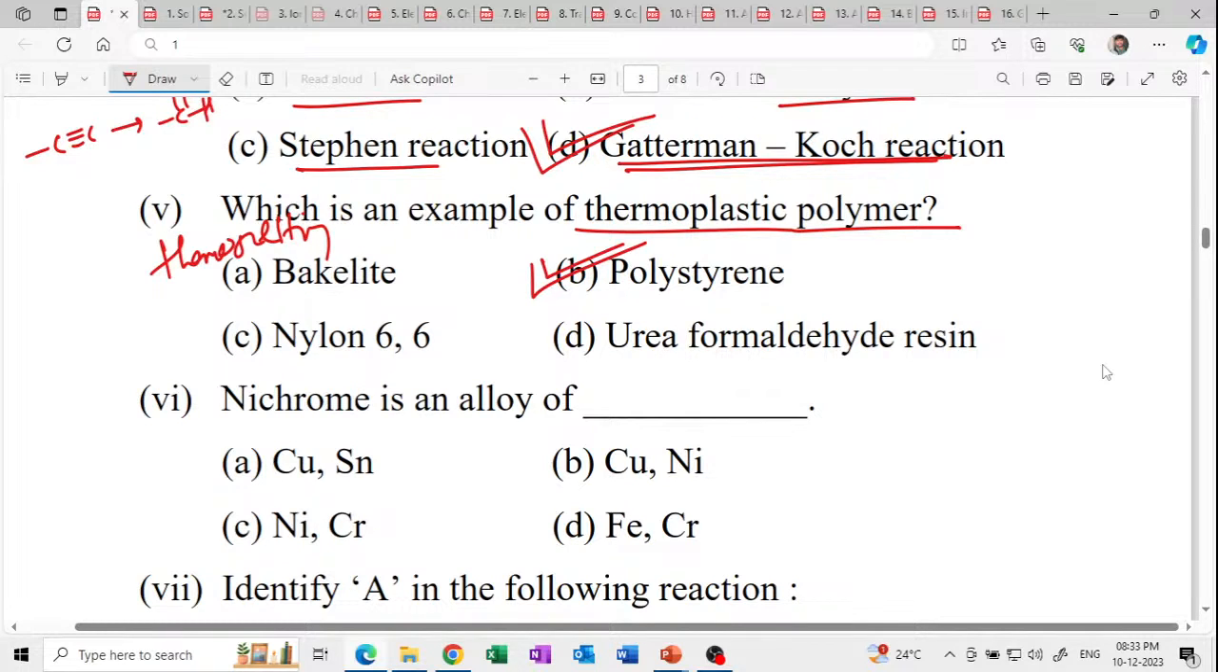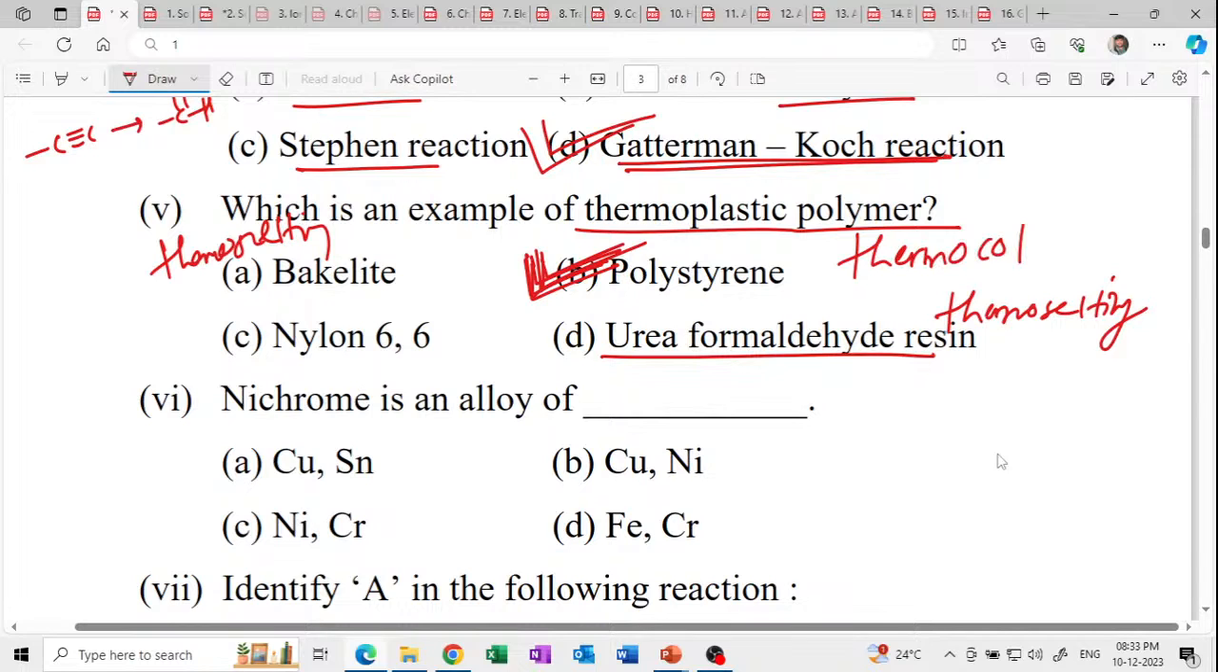Next is the urea formaldehyde. It is again the thermosetting polymer. A thermoplastic is a polymer which on heating can be remolded. If you can remold it, it is called a thermoplastic, and a thermosetting polymer cannot be remolded. So what is the answer? That's the polystyrene. Polystyrene is also called a thermocol. Get it even? So please write down.